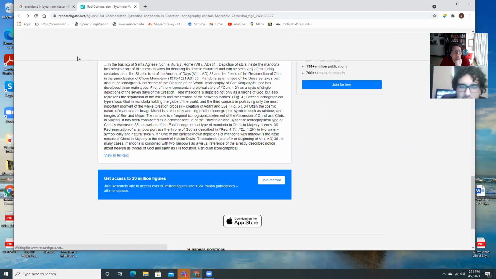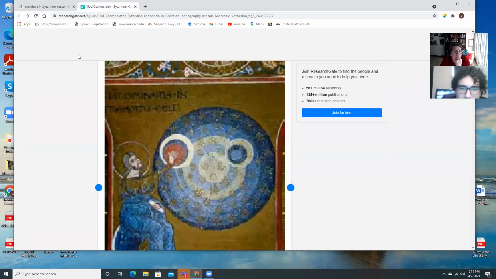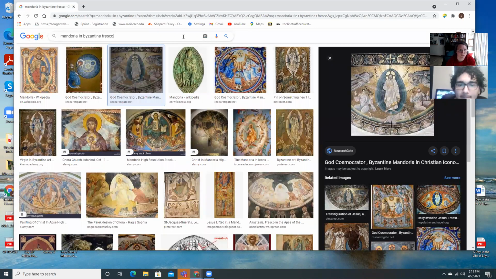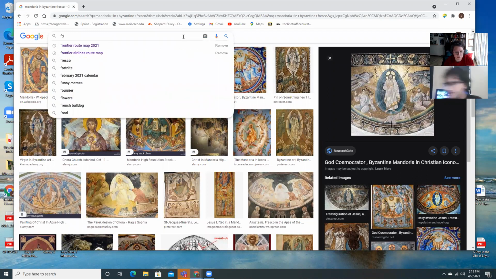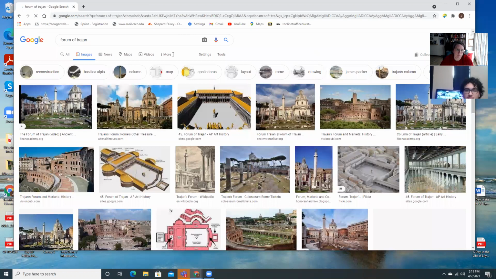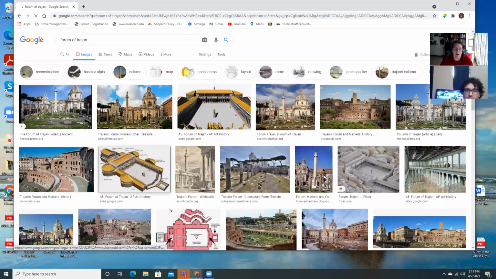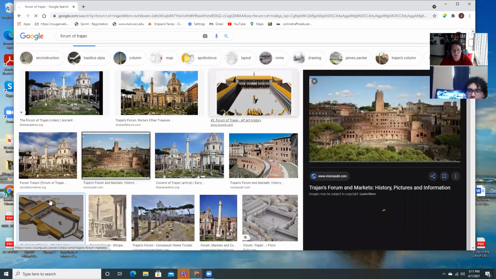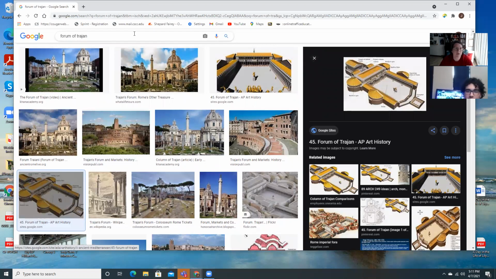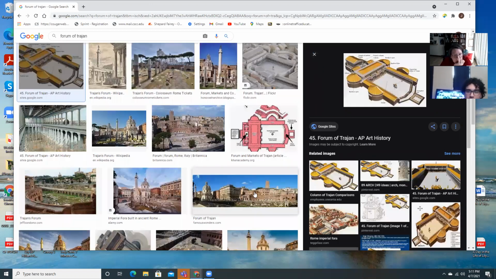All right, as far as comparing the Forum of Trajan to the Basilica, let's look at that. So I would ask you to do it with this particular image here. And we would be comparing it to, see if maybe I can find a church that's already there.